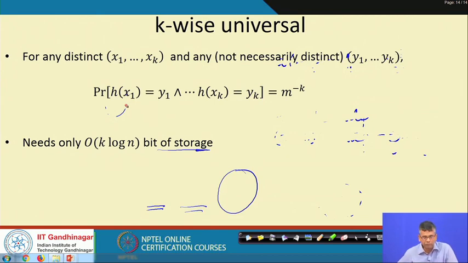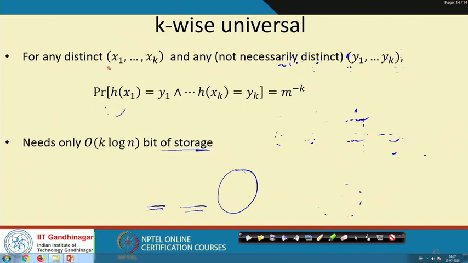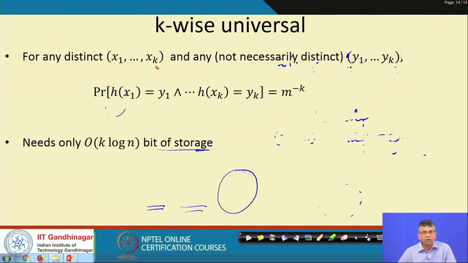So here is a definition of what is known as a k-wise universal, also sometimes called a strongly k-wise universal hash function. What does it say? Instead of taking x and y, a pair, now we take a k tuple of values from the universe, x1 to xk, and a k tuple of values from the hash positions 0 to m minus 1. While the k tuple x1 to xk are all distinct, the k tuple y1 to yk are not necessarily distinct. They can be the same, yi and yj can be the same.